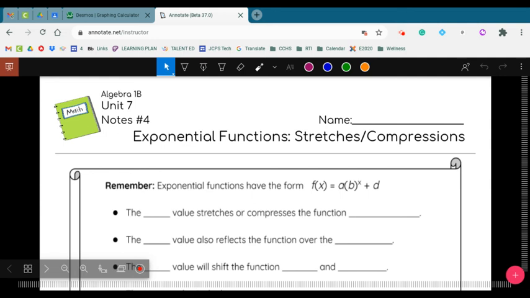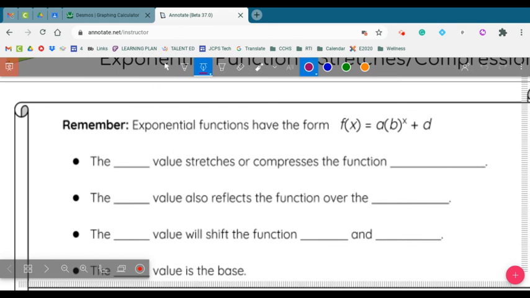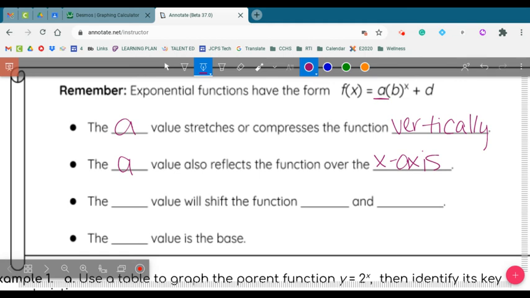Okay, today we're going to cover Unit 7, Notes number 4, and we're going to continue talking about our exponential functions. Today we're going to talk about stretches and compression. So that's whatever your A value is. Reviewing this, our A value stretches or compresses it vertically and reflects it over the x-axis. The D value, which is on the end, shifts it up and down. And then your B value is your base.